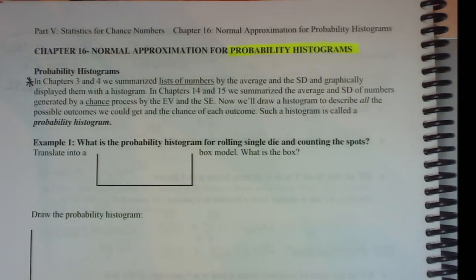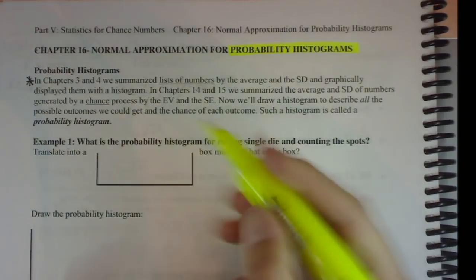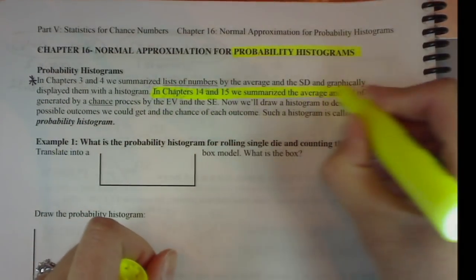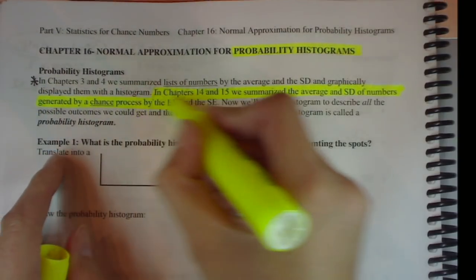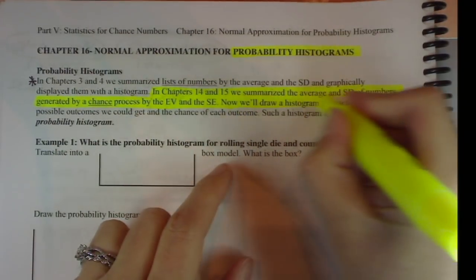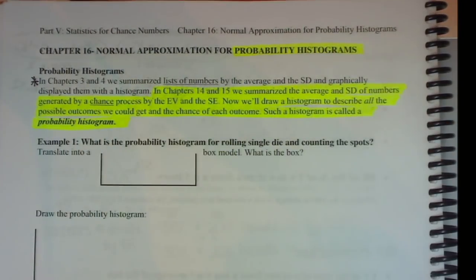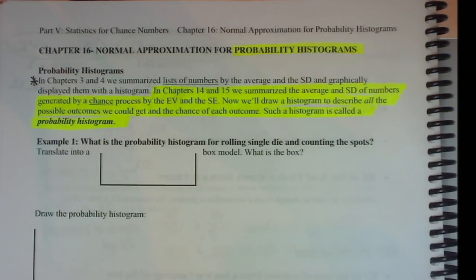In exam 3, now we're looking at random variables. So we summarize random variables by expected value and standard error, right? In chapters 14 and 15, we summarized numbers generated by a chance process by the average and expected value. So now we're going to do a histogram kind of just like we did before. And I actually think that probability histograms are maybe even a bit easier to understand than regular histograms. Regular histograms have that confusing y-axis. That's the density, it's the percent per point, and it's not intuitive what exactly that is.